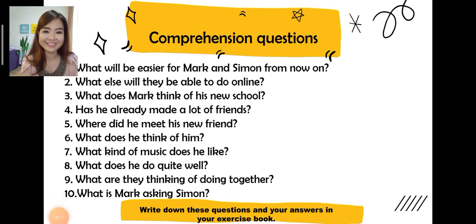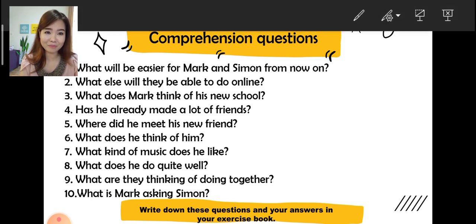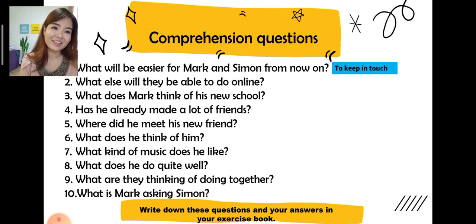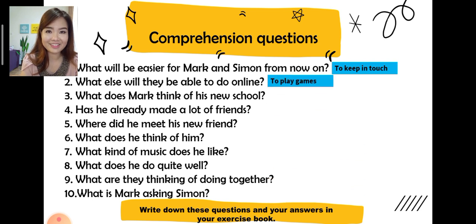Are you done? All right, let's look at number 1. We'll discuss the answers together. What will be easier for Mark and Simon from now on? Now that he has a laptop, right? So what would be easier? Yes, it would be easier for them to keep in touch. Number 2, what else will they be able to do online? Now that Simon has a laptop, what can he do online with Mark? Yes, they can play games.